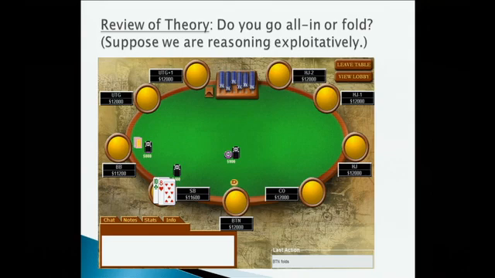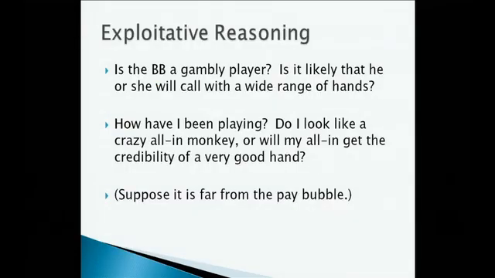So if we're reasoning exploitatively, what we're asking ourselves is essentially, what's exploitative thinking? We model our opponent, give them a probability distribution, and then play in a way that maximizes our expectation relative to the Bayesian probability distribution we put on our opponent. So, we can ask ourselves, is the big blind a gambly player? Is it likely he or she will call with a wide range of hands? How crazy have I been playing? Will he give me any credit if I go all in? Suppose the pay bubble doesn't matter. So suppose it's far from having to try to survive to make the next pay increase or whatever.